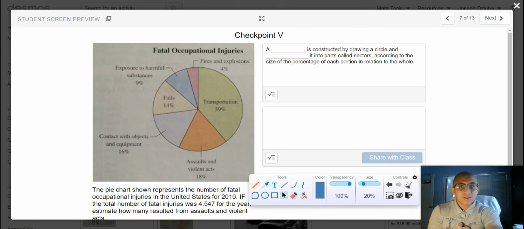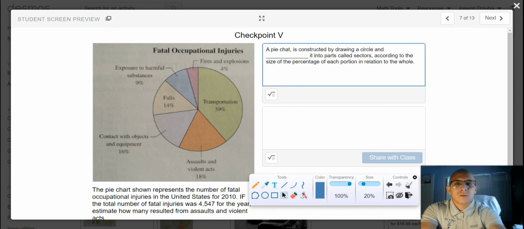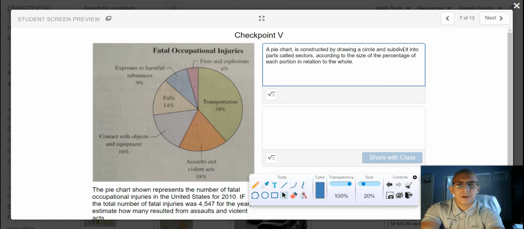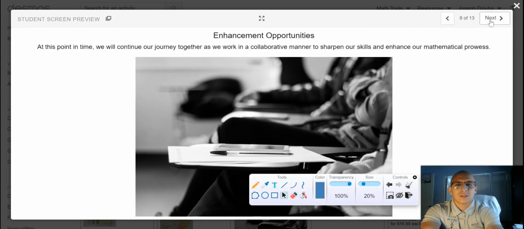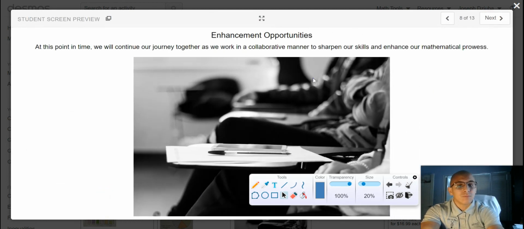So in this instance, we have a pie chart, which is constructed by drawing a circle and subdividing it into parts called sectors according to the size of the percentage of each portion in relation to the whole. Please make sure you go ahead and answer this question, and we will pick up with the enhancement opportunities tomorrow together in class.